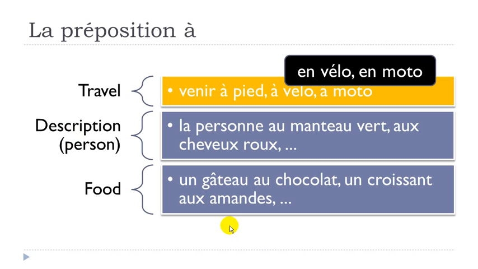It's also quite commonly used if you want to talk about food. For instance, un gâteau au chocolat. Same thing here: à le, un gâteau au chocolat. Or then un croissant aux amandes. So gâteau, cake, chocolat, chocolate. Croissant, it's this classical French pastry. And then amande, almonds.